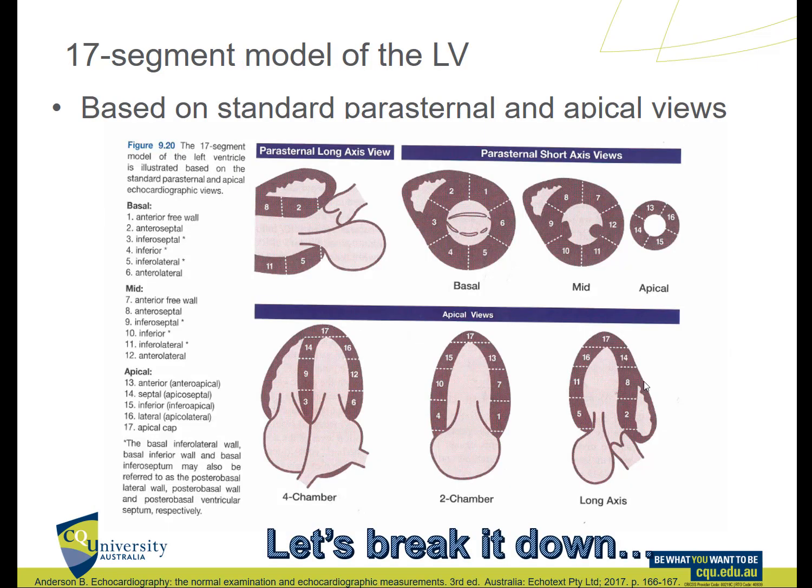Moving on. The 17-segment model of the heart. This is what I'm talking about. When we look at this at first glance, it looks pretty complicated. What can we see when we first look at this? We can see several different 2D views here, and different cross sections of the short axis. We have our parasternal long and parasternal short axis at different levels: the mitral valve level, papillary muscle level, and apex level. And then of course we have our four-chamber, our two-chamber, and our long axis. Great, easy, we know that.